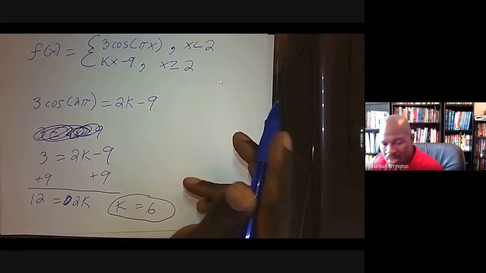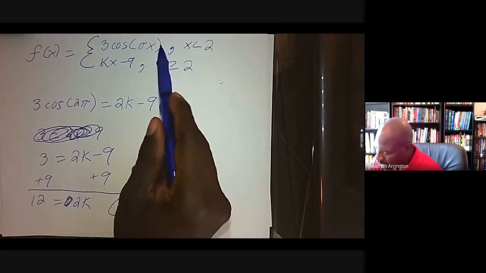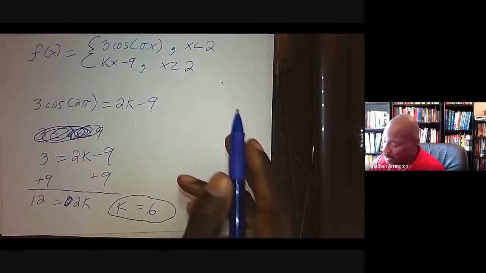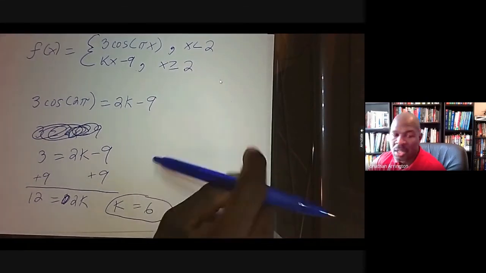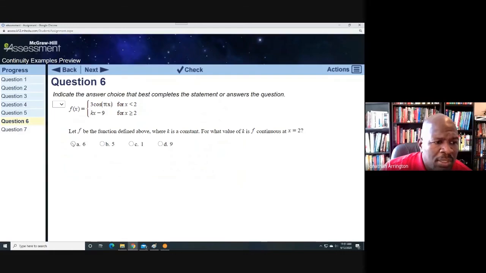So anytime you see these type of problems, and you will, they're a very common type of problem. Again, plug in the value that you're checking for x into both pieces, set both pieces equal to each other, and solve for whatever variable they want you to solve for. Okay, so that one we got 6. So that guy was 6. And let's do one more problem like that. Again, it's a very common type of problem.